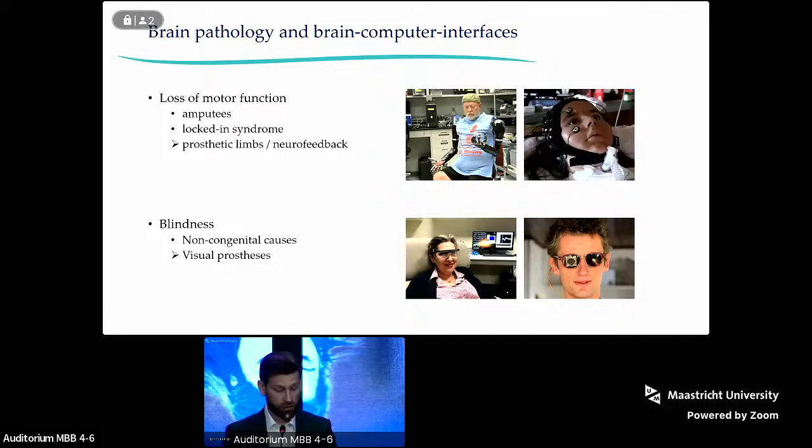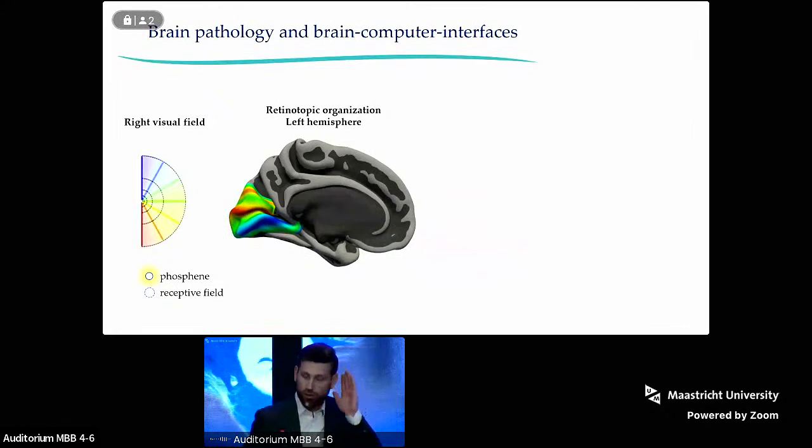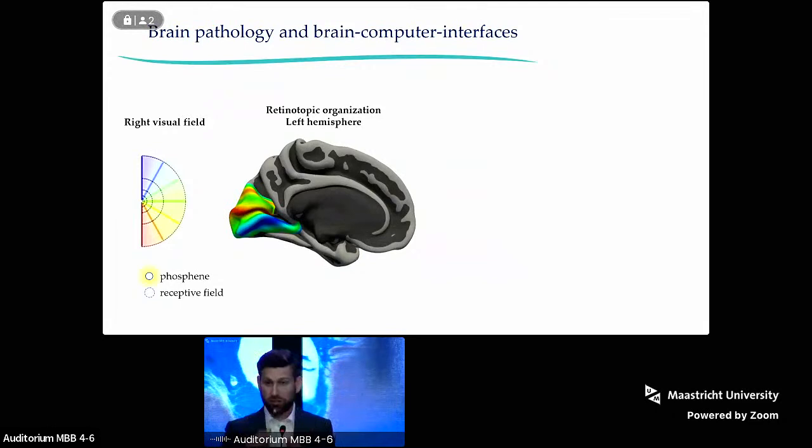So as I mentioned before, each half of the brain corresponds to the opposite side of the visual field, and the spatial relationships are retained. So this also means that if I were to electrically stimulate a group of neurons in the visual cortex, then you would perceive a dot of light in a specific region in visual space. And this region we call the receptive field, and a dot of light we call a phosphene. And it's this principle that you can use to create patterns of phosphenes, so the percept of, for example, a letter shape.